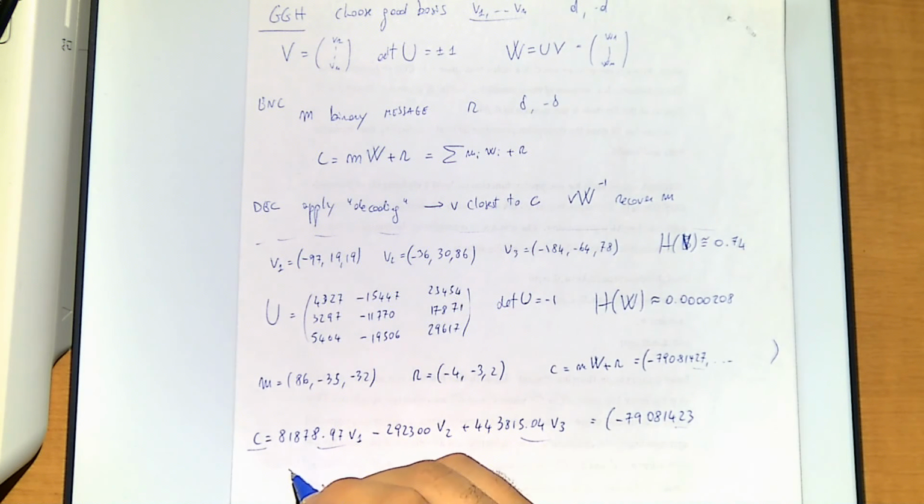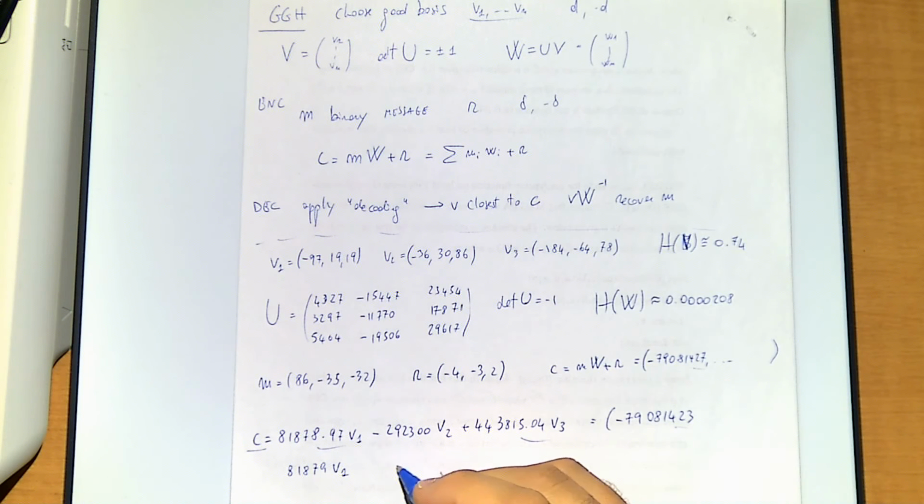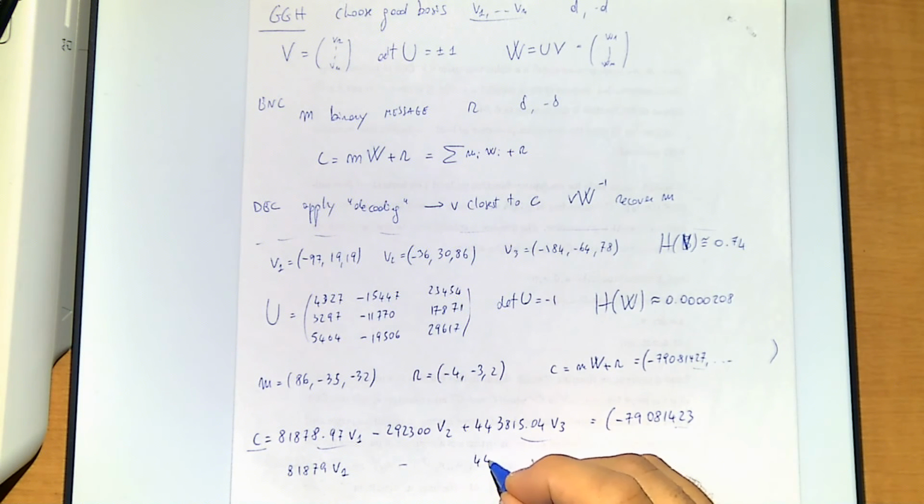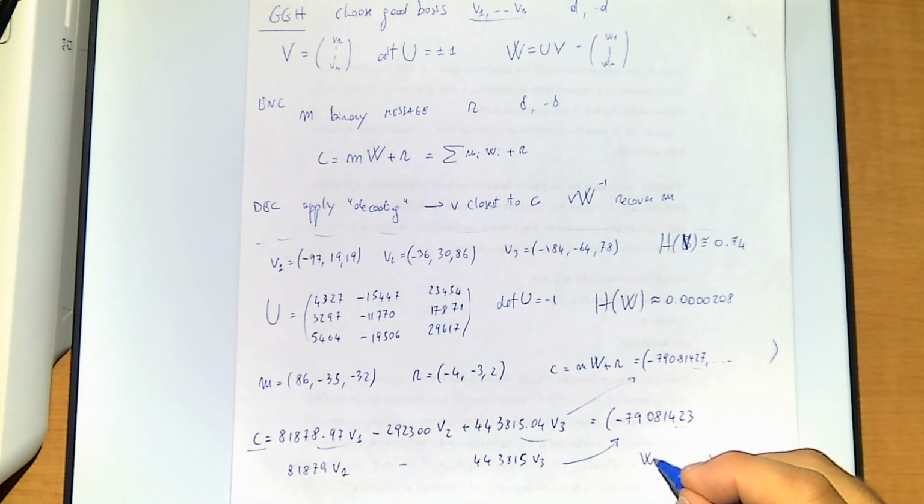And so you write 81879 V1. This is the same, 443815 V3. That gives you that. This is this, and you found the closest vector. Once you have this, you multiply by W inverse, and you're done. Okay?